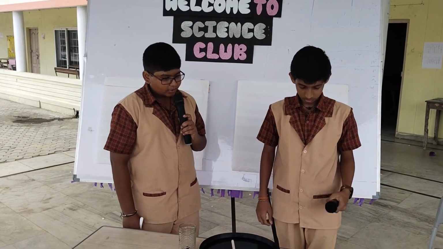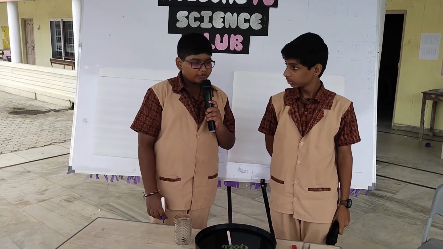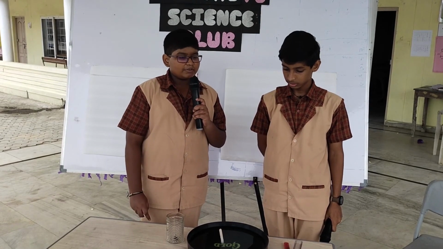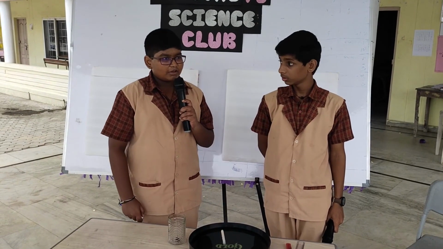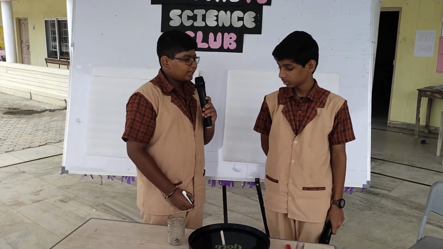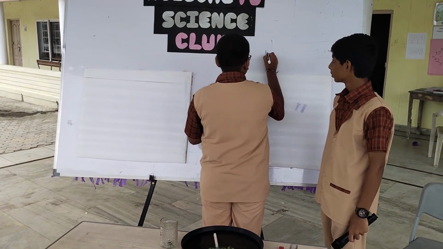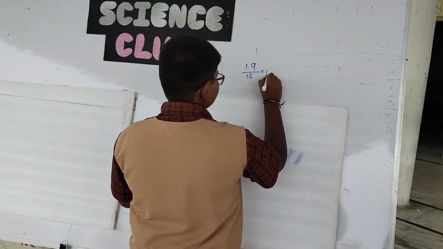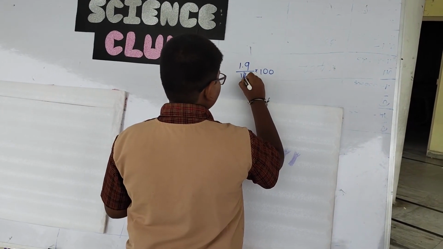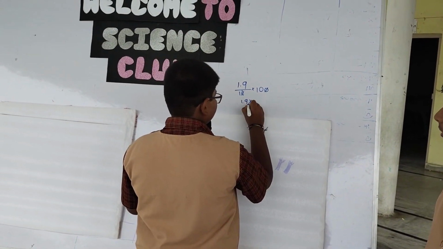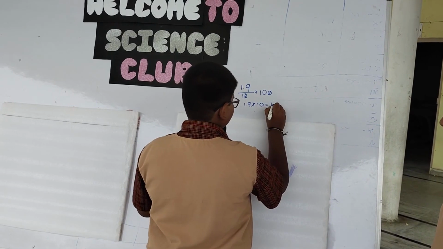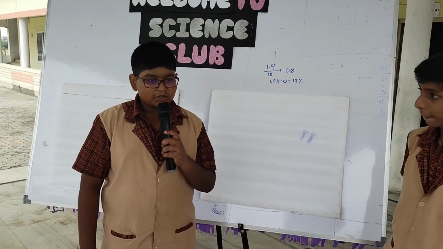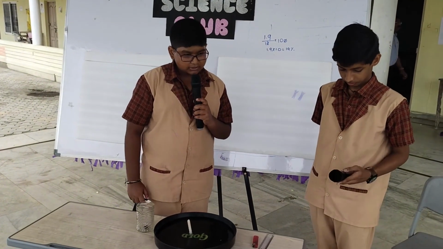As we have seen here, 1.9 centimeters of the glass is occupied by water, which is where the oxygen was. Now let us calculate it. 1.9 by 10. About 19% is oxygen and the remaining part is nitrogen.